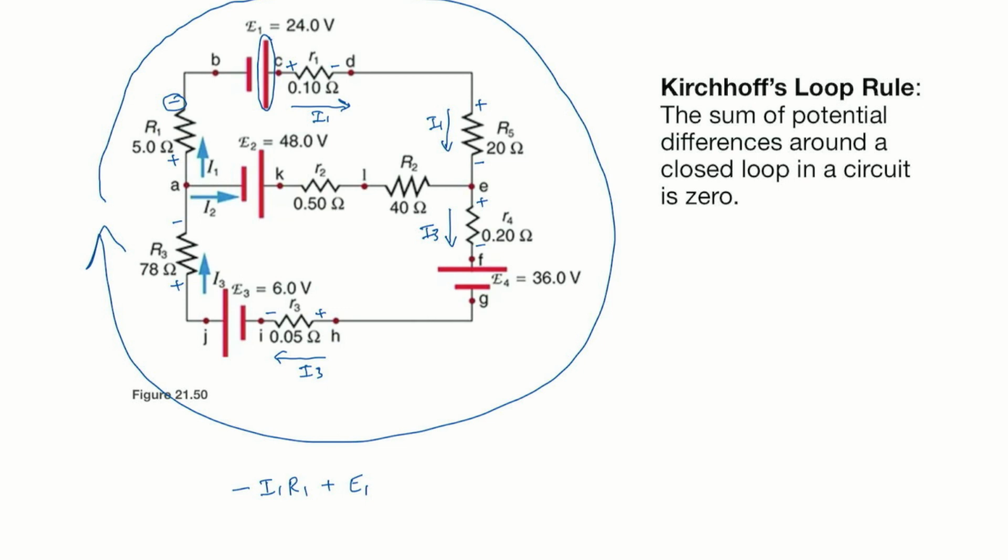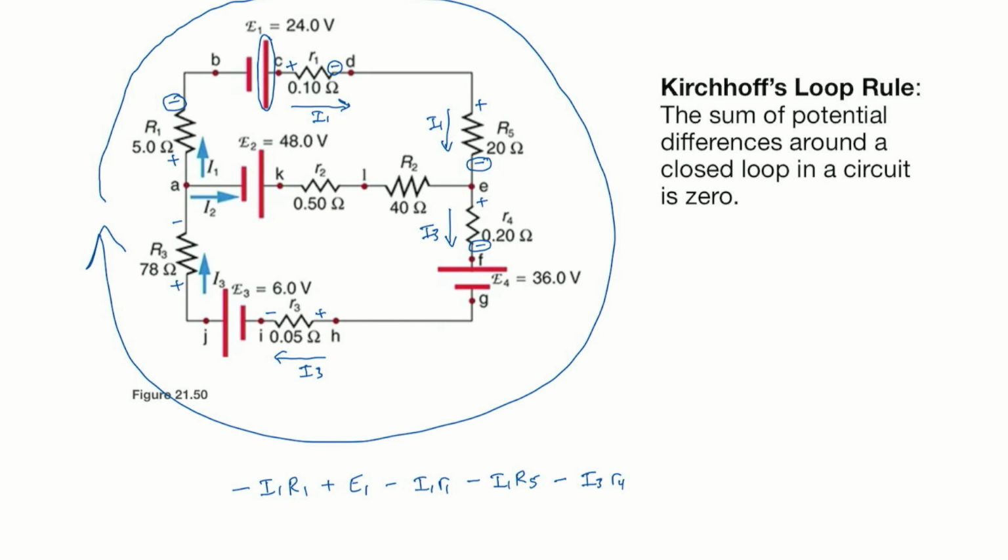Okay, keep going. We have internal resistor r1. Last thing we see is the minus. So we have minus I1 little r1. Keep going. Next we hit R5. Traverse R5. Last thing we see is the minus. So we have minus I1 R5. Okay, we keep going. Next is internal resistor r4. Last thing we see is the minus. So we have minus I3 little r4.